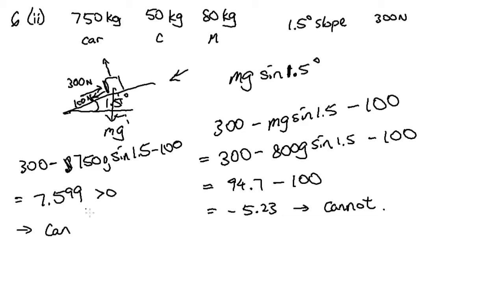And find the acceleration when he is pushing it up. So you've got 7.599 as your resultant force, and just divide that by mass, which is 750. That gives us A equals 0.0101 meters per second squared.